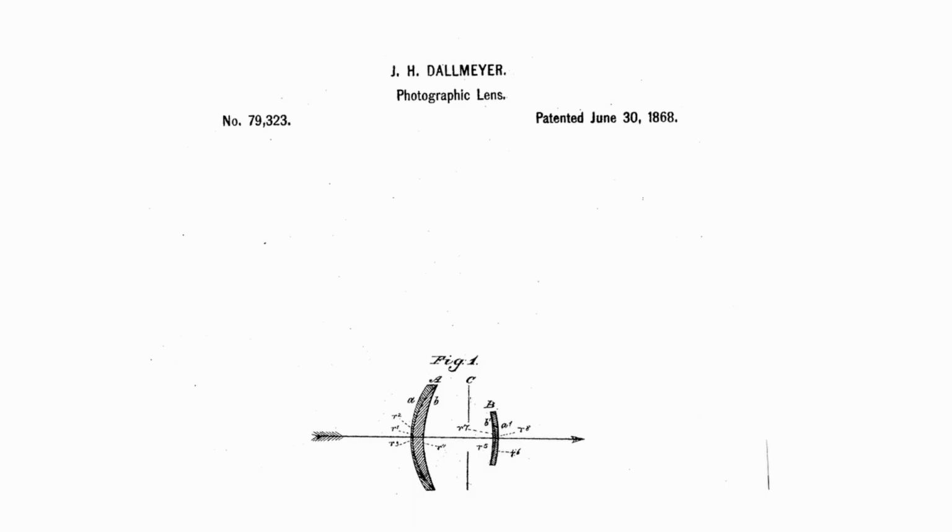Now, Dallmeyer and Steinheil had independently designed symmetrical lenses way back in 1866. In his patent application, Dallmeyer included a very indistinct diagram without measurements, showing two cemented achromats with a stop in between. The lens in the patent was not fully symmetrical, though, as the rear achromat was smaller than the front one.